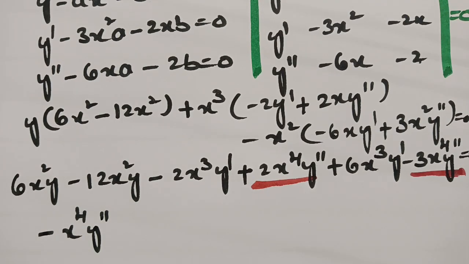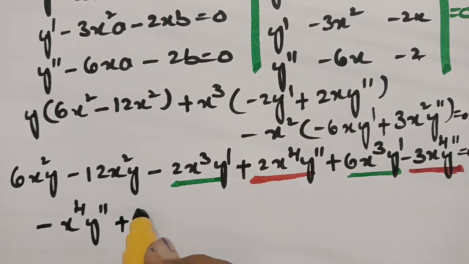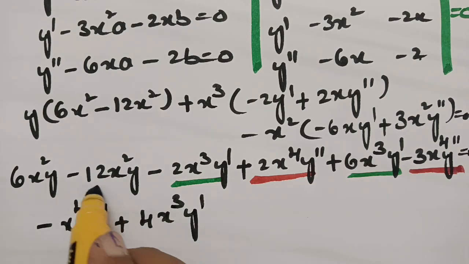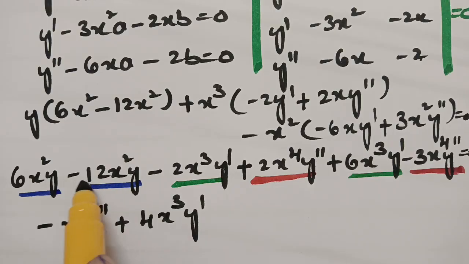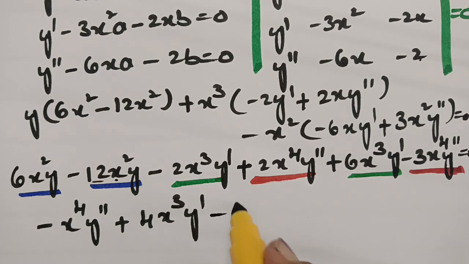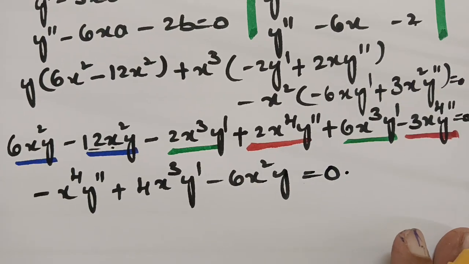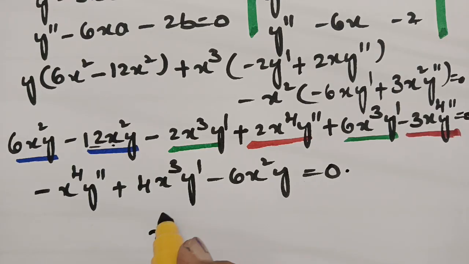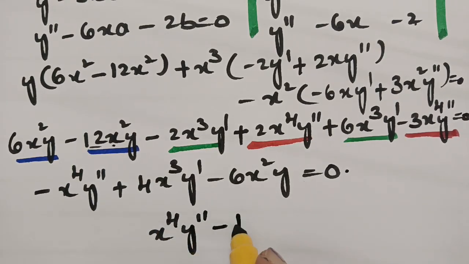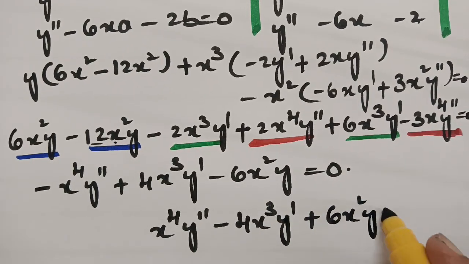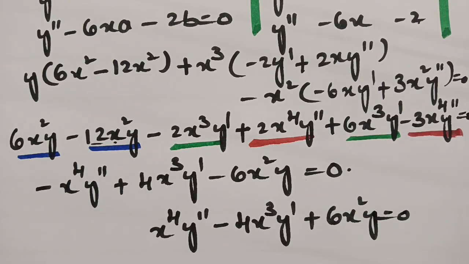And if you see the y dash value, this is y dash and this is y dash. This is 6x cube minus 2x cube, so the value is 4x cube y dash. And here, the coefficient of y is 6x square minus 12x square, which I am going to write as minus 6x square y, is equal to 0. Therefore, if I multiply with minus, this will be x power 4 y double dash minus 4x cube y dash plus 6x square y is equal to 0, and this is the differential equation.